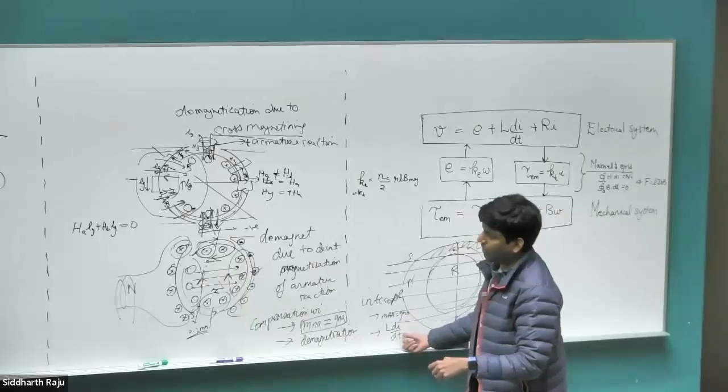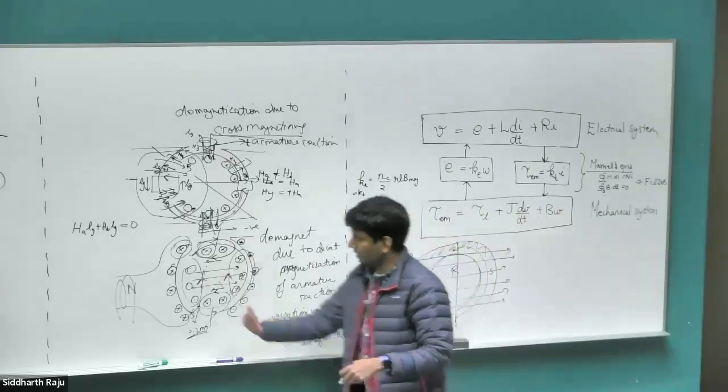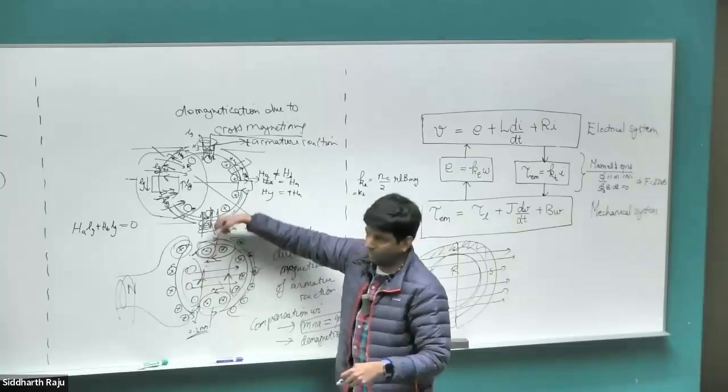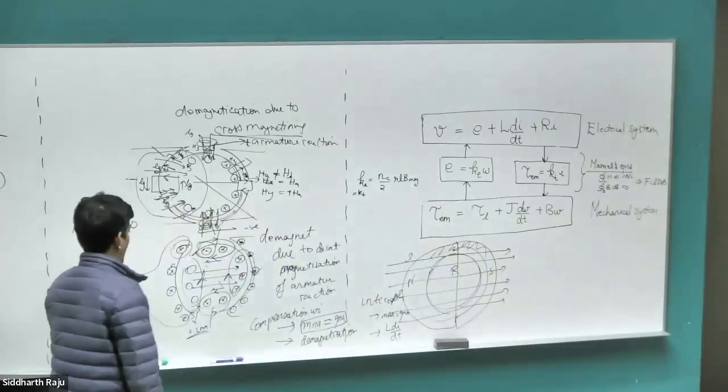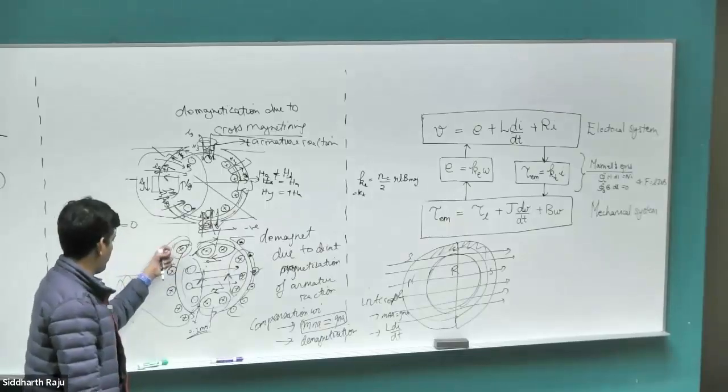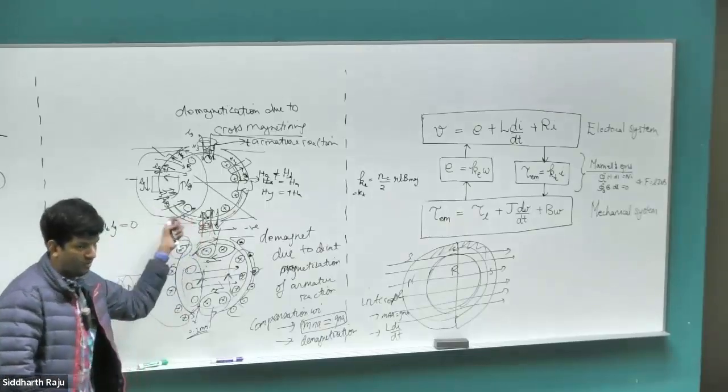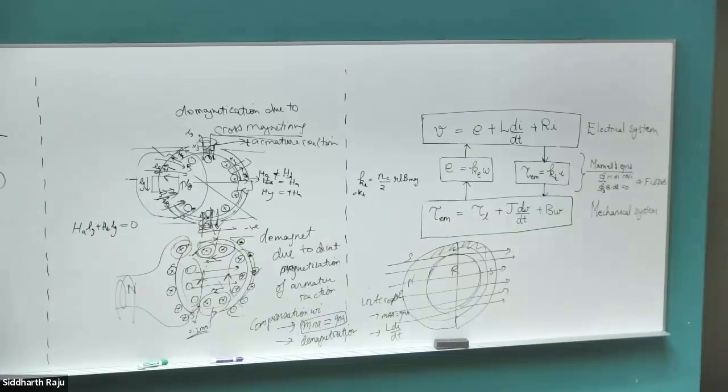Compensation winding cannot address LdI by dt. Right? Because again, it creates only a magnetic field in this direction, it cannot interact with the interpoles direction. So they do have different applications. So when we have a very high power DC motor, you would use both compensation winding as well as the interpoles, so that you can compensate for both of those.